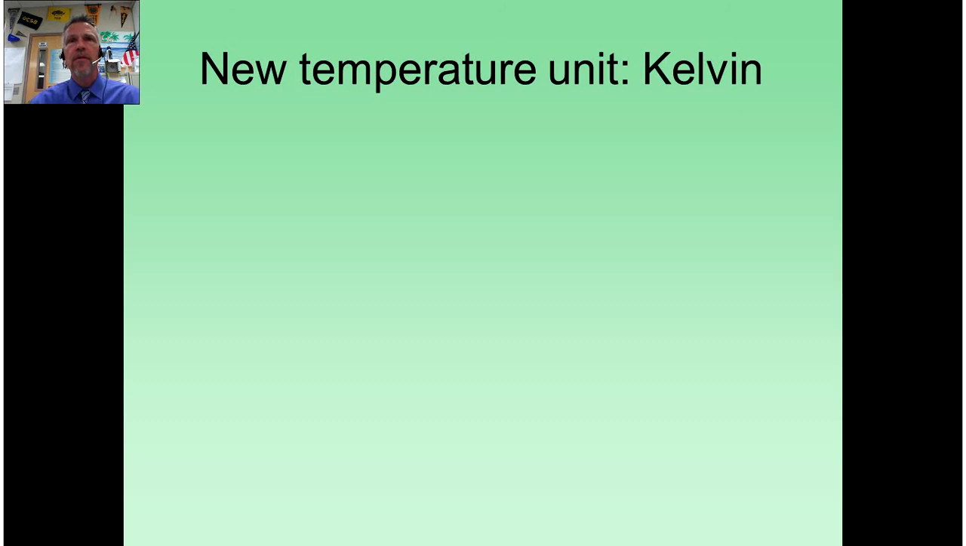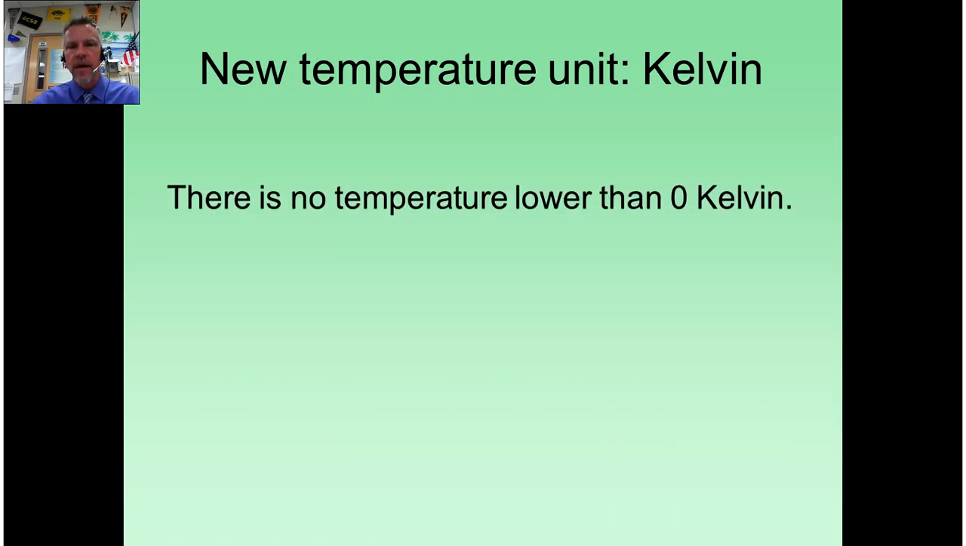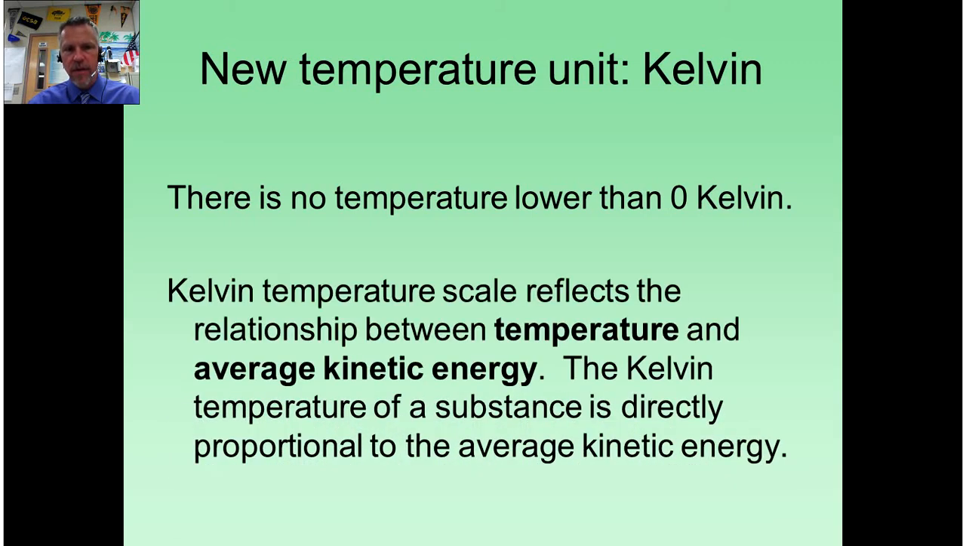Now, another thing that's important when you're talking about gases, as I said earlier, is temperature. Pressure, temperature, and volume are the three things that you need to characterize a gas. We talked about pressure. Now let's talk about temperature. And we're going to introduce a new temperature unit called the Kelvin. It's kind of a cool unit, no pun intended, because there's no temperature that's lower than 0 degrees Kelvin. In fact, you can't get to 0 degrees Kelvin.